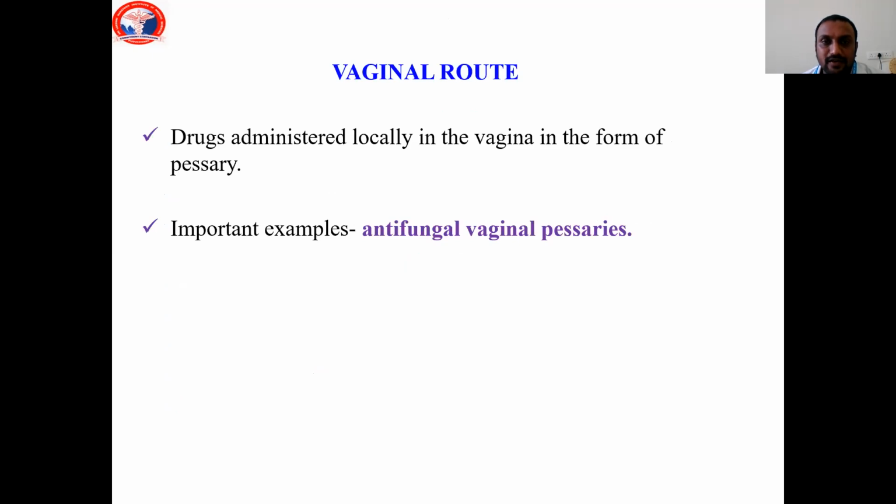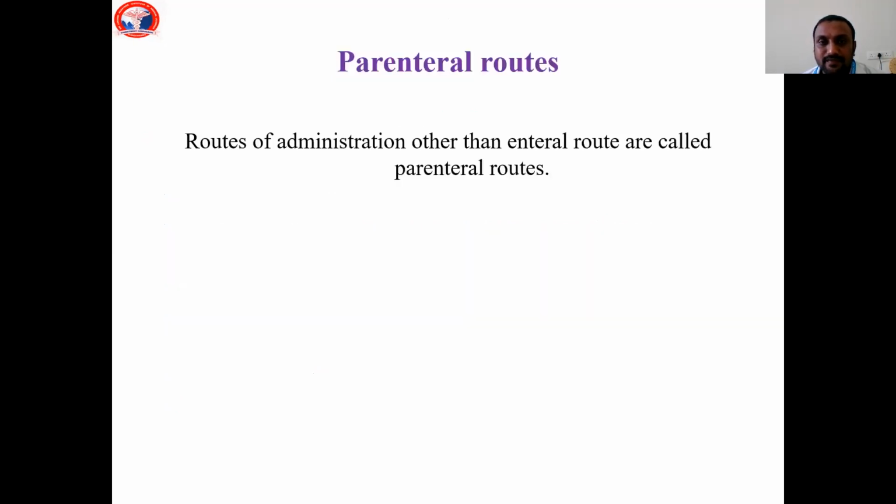Coming to the vaginal route, here the drugs are administered locally in the vagina in the form of pessaries. The important drugs given by this vaginal route are antifungal vaginal pessaries.